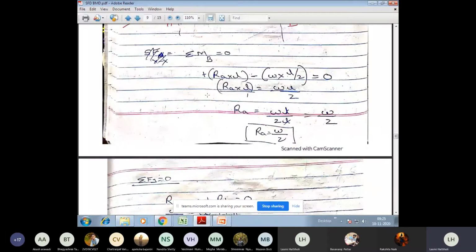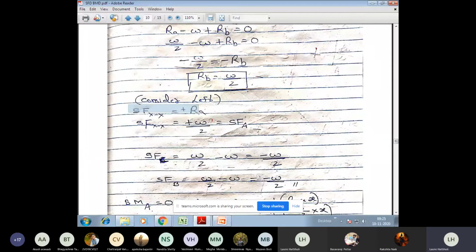So what I have written here is shear force at XX is equal to plus RA. Right? Now what was RA? W by 2. So instead of writing RA, I have written W by 2. XX, in the sense, on the left side you have only one point, that is the shear force at A at the support side. So I have written it as shear force at A.